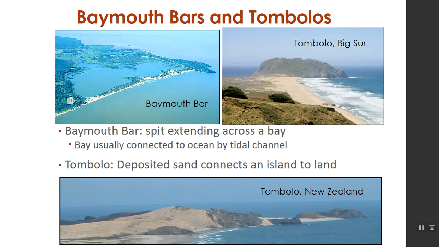And a tombolo is deposited sand that connects an island to land. So here's a tombolo in Big Sur. This island was formerly disconnected, but rather than form a bay mouth bar, this spit eventually connected to an island and formed this tombolo.